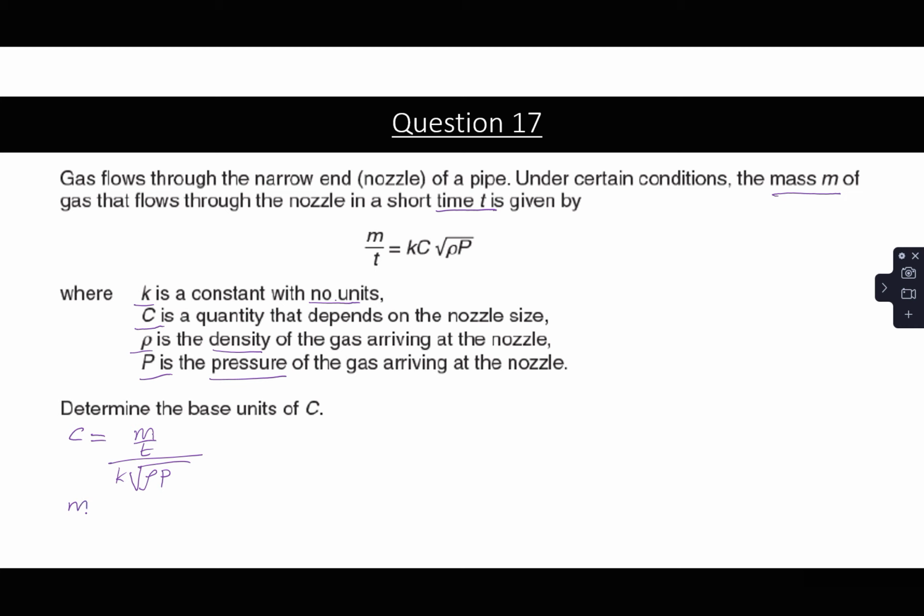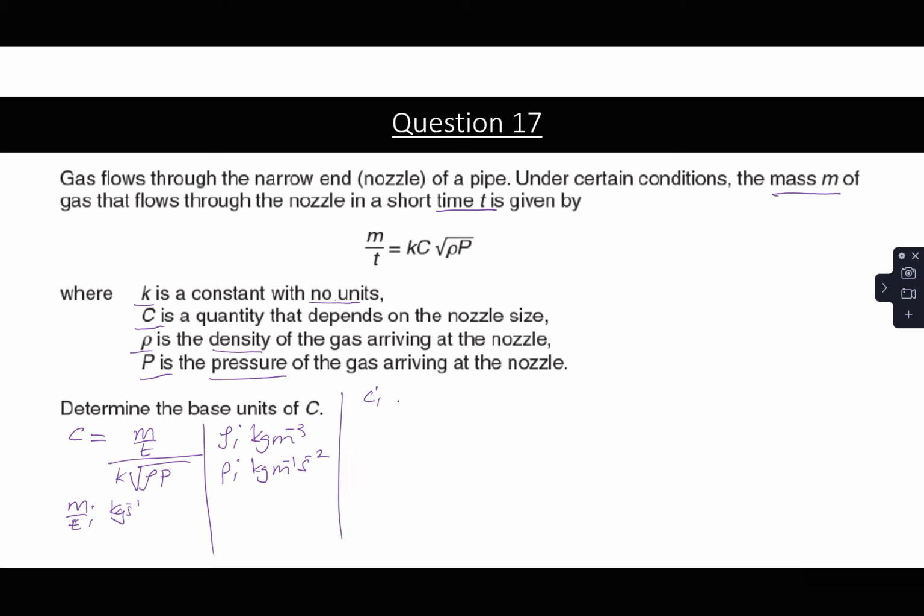So the base units of m over T will be mass, that is kilogram, divided by T, that is kilogram per second. Then, of course, k has no units. Rho is density, that is kilograms per meters cubed. P is pressure. Pressure is force over area, which is kilograms per meter per second squared. So now I can substitute.